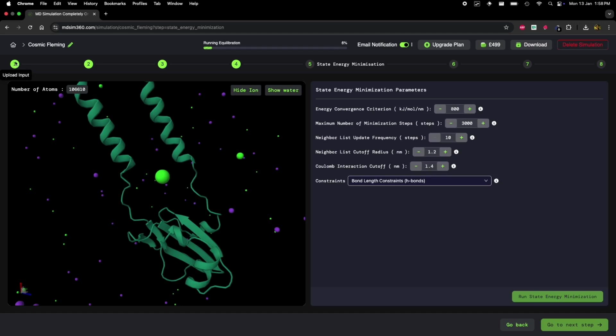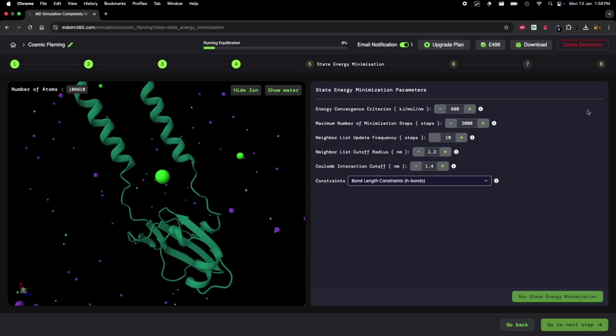We've broken the simulation process into manageable steps, making it straightforward and user-friendly. First, we begin with the upload input step, where you upload the necessary input files for your simulation. Next, we move on to the periodic boundary condition, PBC setup. In this step, we define the boundaries of the simulation box and specify how molecules that exit one side of the box will re-enter from the opposite side.